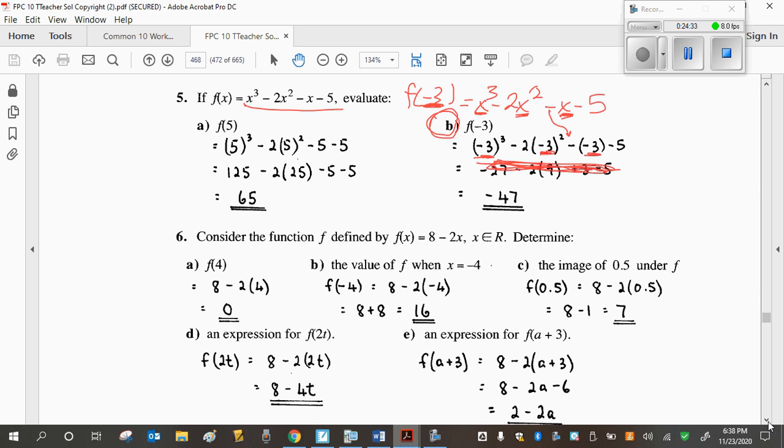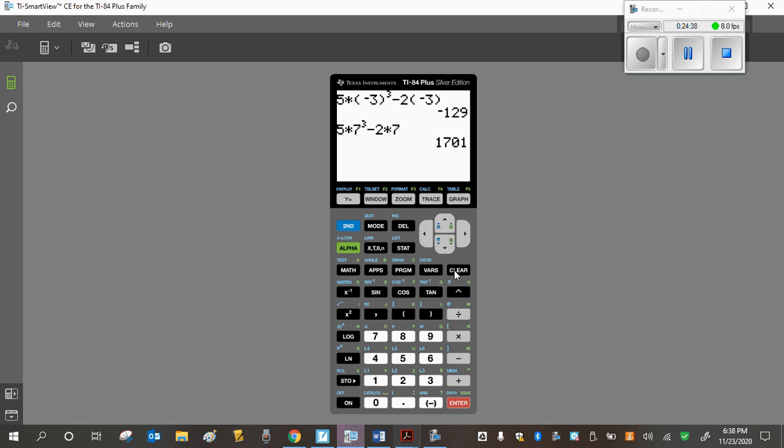But your calculator does all that. So your calculator will be negative 3 in brackets. That's not right. Negative 3 in brackets, all cubed, so exponent 3. Right arrow to stop the exponent. Subtract 2, bracket, negative 3, and then x squared. Subtract bracket negative 3, subtract 5. Your calculator does all of that.